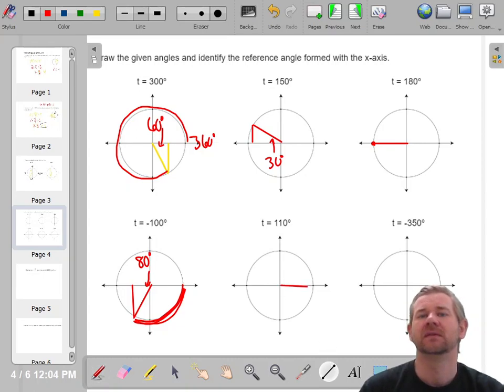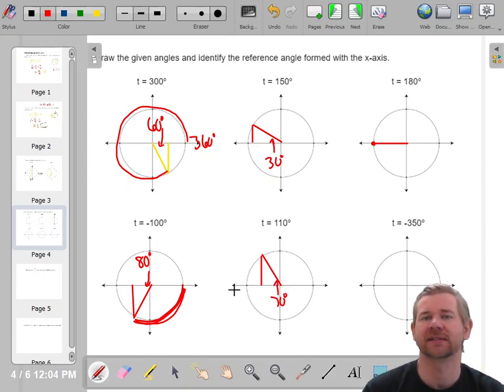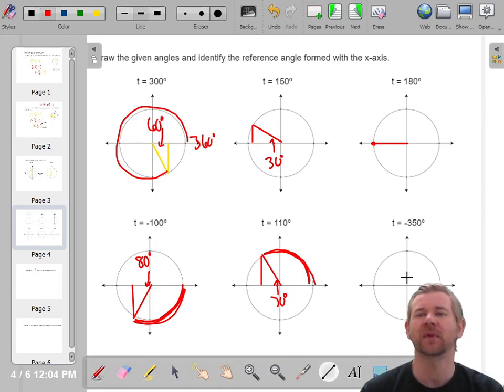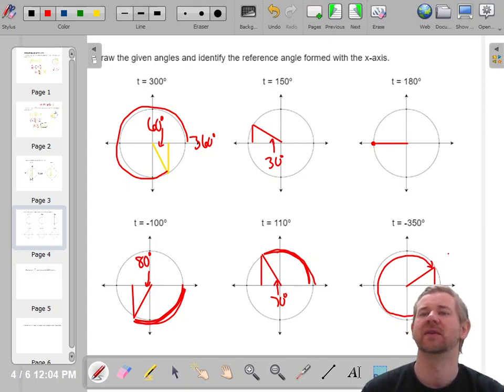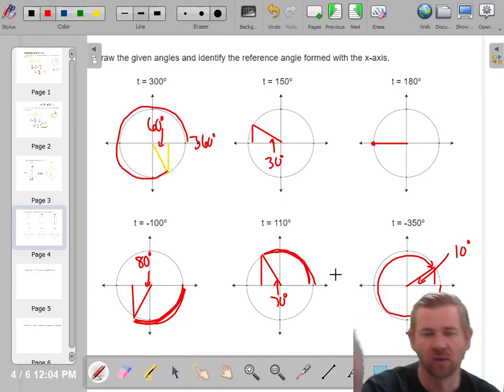110, 0, 90, I got to go about 20 degrees more. But again, you're not comparing this 20 degrees. I don't really care about that. It's 70 degrees formed with the x-axis. Okay, so there's 110, and then there's 70 degrees more to make 180. Negative 350. Negative 360 would be all the way around, but I don't quite make it around. Okay, I only made it this far around. That's 350 degrees. So then the reference angle would be 10 degrees. If I went 10 degrees more, I would be all the way around.